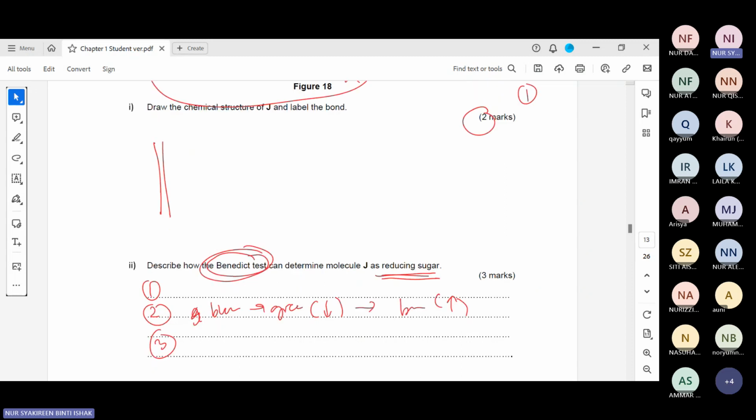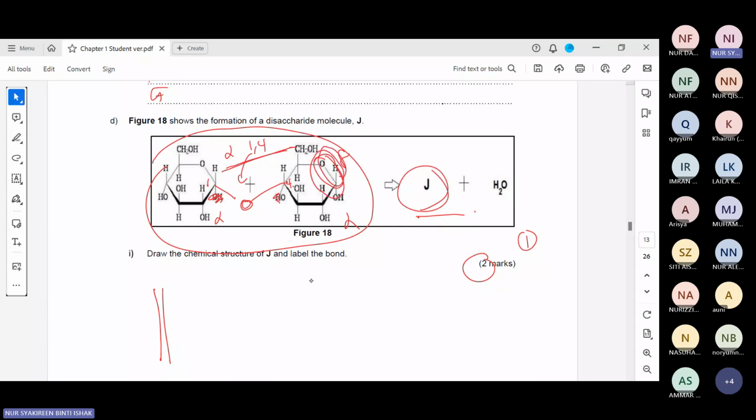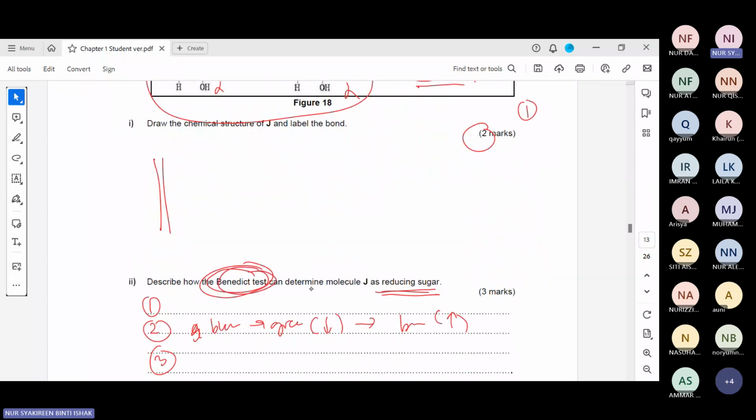Disebabkan oleh, awak cerita sikitlah reaction yang berlaku tu tadi. Because it has a free carbonyl group or a free aldehyde group, which is it involves in the reaction to reduce copper 2 ion to copper 1 ion. Benedict reagent ni komponen dia ada apa? Dia adalah copper 2 sulfate kan, CuSO4 kan. Okay, so dalam bentuk ion dia Cu2+, SO4 2-.